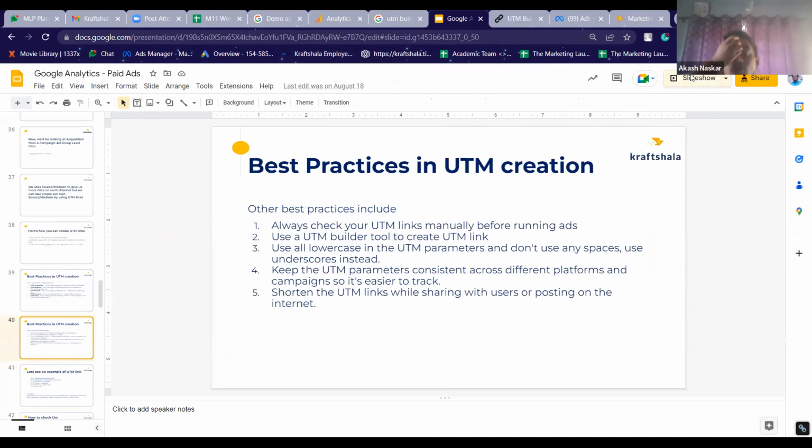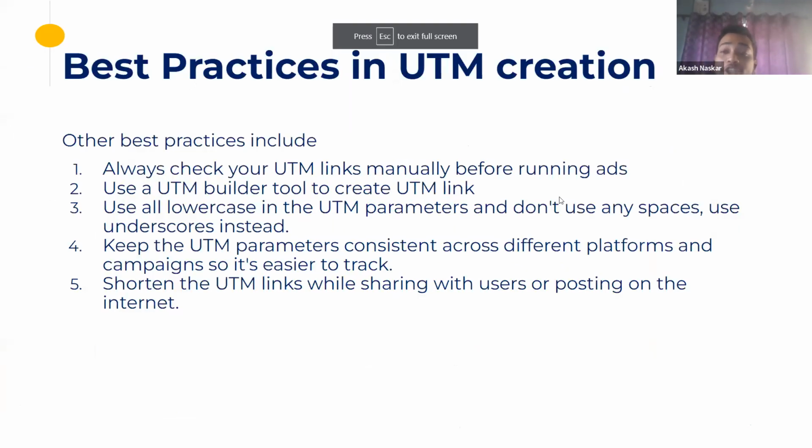Okay. Now, these are some of the best practices that I want to share in terms of creating UTM links. The first best practice is to always check your UTM links manually before running ads. A lot of times, if you have some additional characters in your UTM, your UTMs will not function properly, and once you click on it, it will not contain all the values. So you should make sure that your UTM links are working correctly.